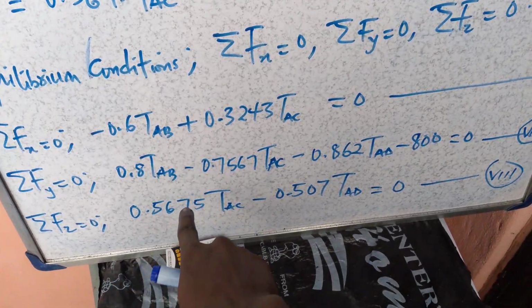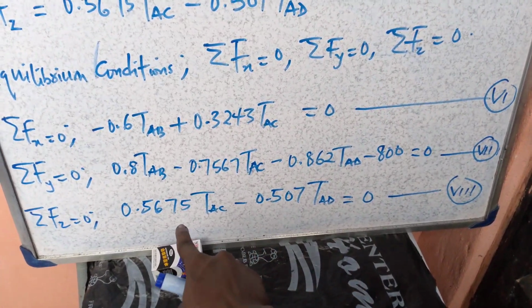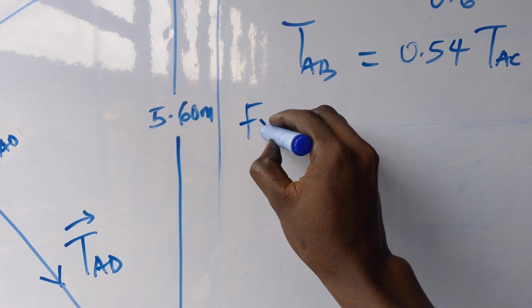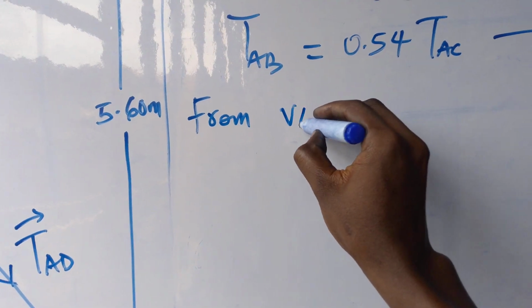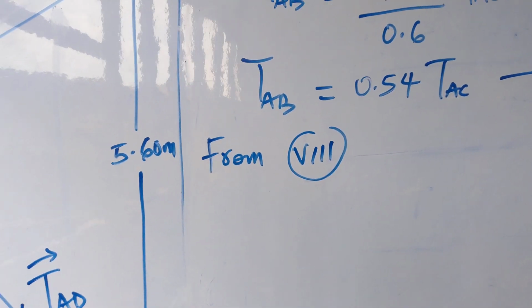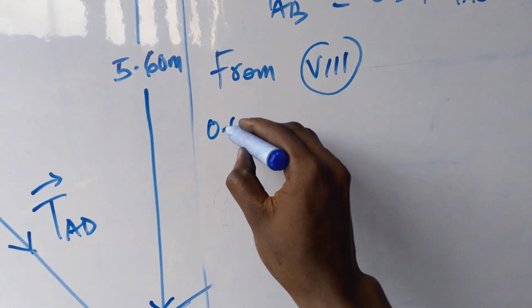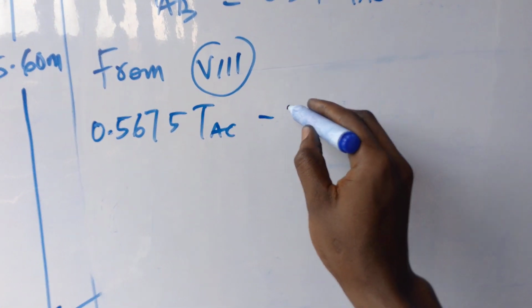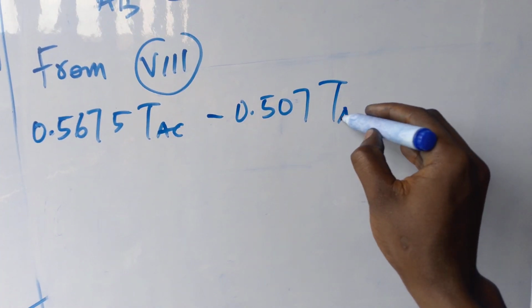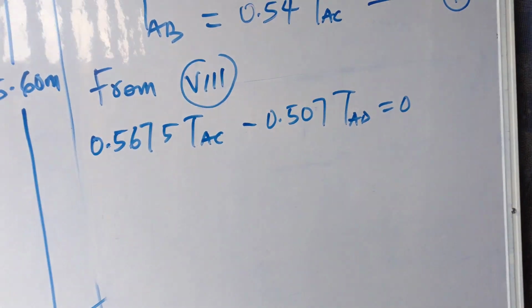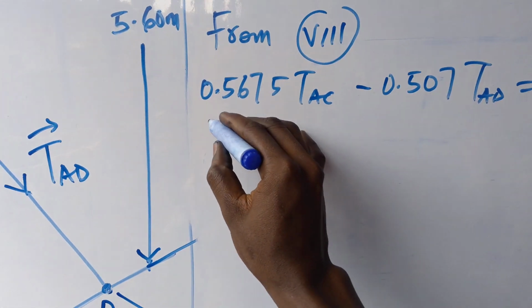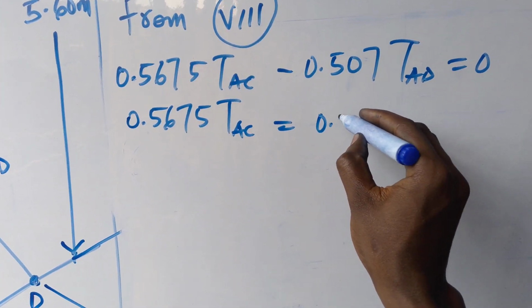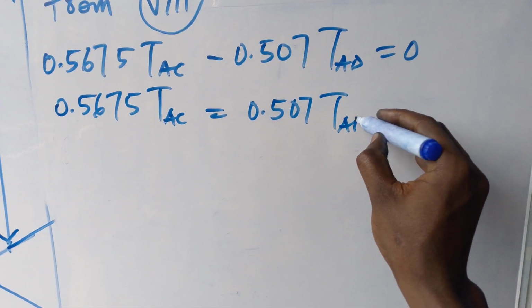If I take equation 8, I'll have 0.5675 TAC minus 0.507 TAD is equivalent to 0. So if I carry this one over here, I have 0.5675 TAC equals 0.507 TAD.